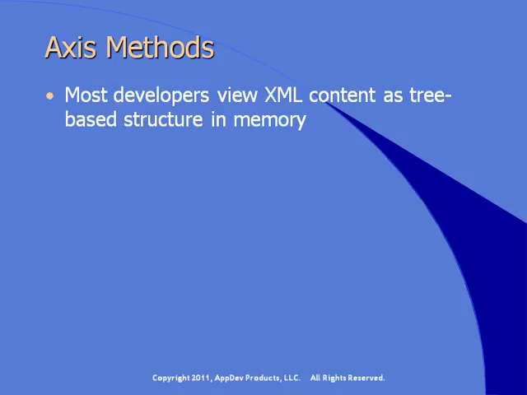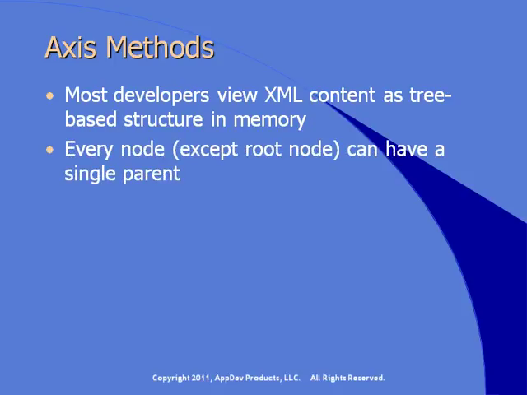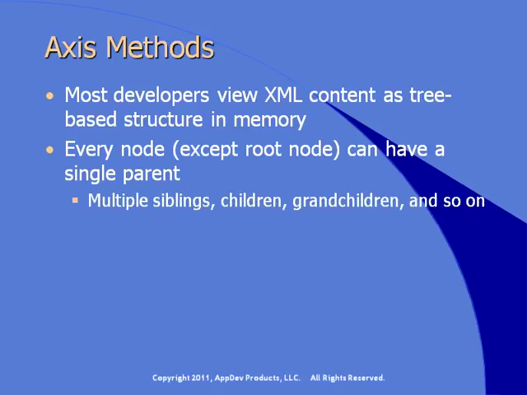Most developers view XML content as a tree-based structure in memory, because that's what it is. Every node, except the root node, can have a single parent. Every node can have multiple siblings, children, grandchildren, and so on, but only one parent node.